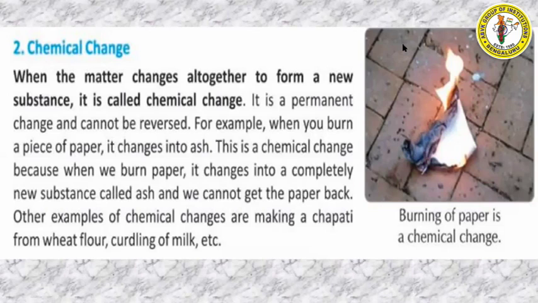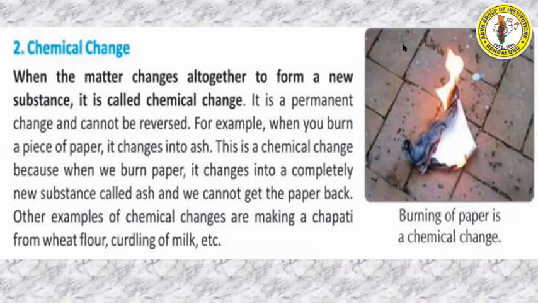For example, when you burn a piece of paper, it changes into ash. This is a chemical change because when we burn paper, it changes completely into a new substance. It becomes ash and we cannot get the paper back. Ash is a new substance. When the change produces a new substance, it is a chemical change. Here, the burning of paper is a chemical change. Why? Because it has changed into a new product called ash. And from ash, you cannot get paper back. So that is an irreversible change.